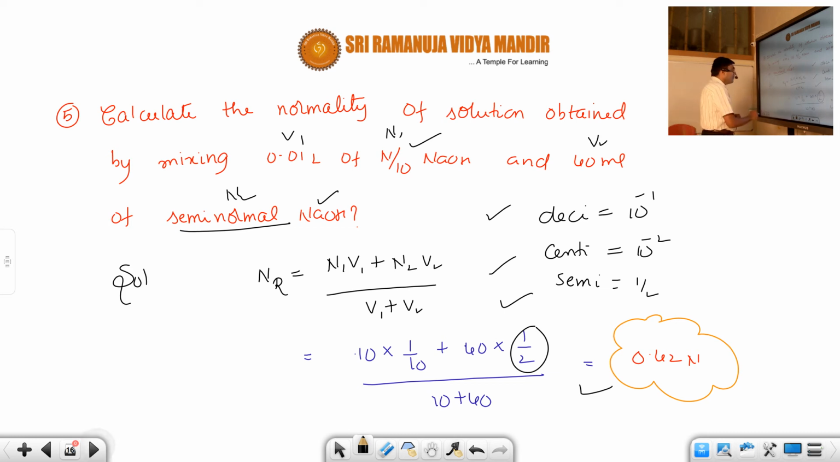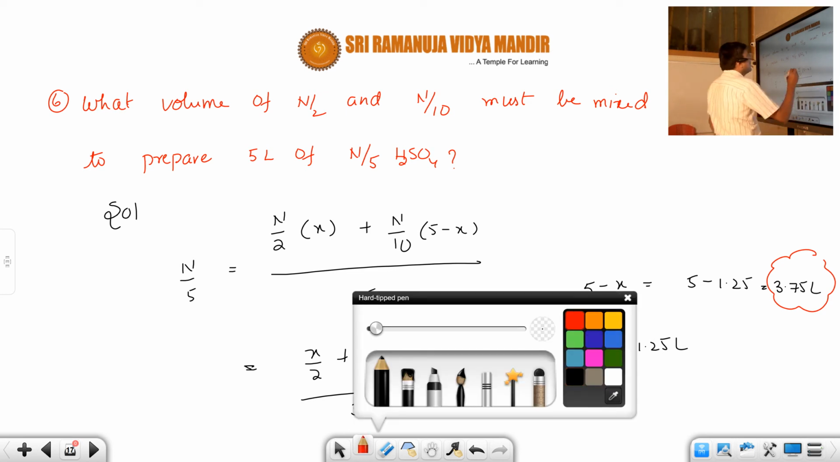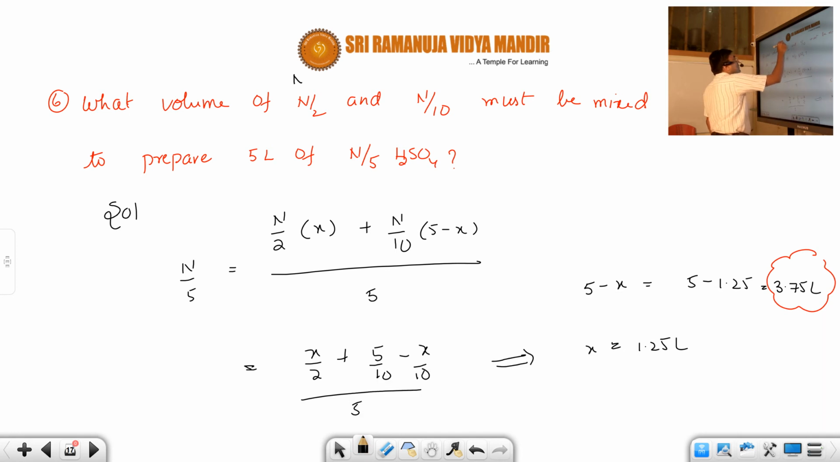Now let us see the next question. This is a pretty interesting question. This question is asked many times in competitive examinations. So let us focus, please. What volume of N by 2 and N by 10 must be mixed to prepare 5 liter of N by 5 H2SO4? Now, students, try to understand. Here N1 is given, N2 is given, and NR, the resultant normality, is given.